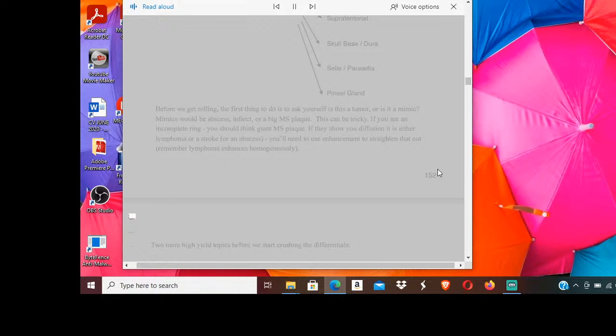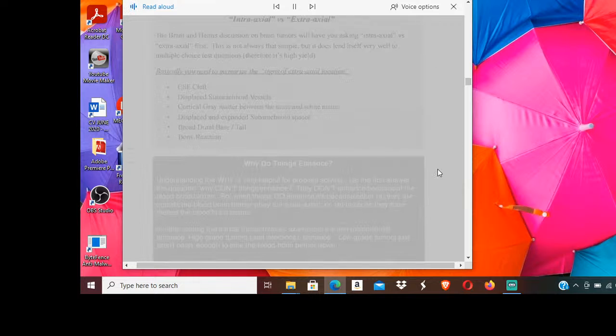152. 2 more high-yield topics before we start crushing the differentials. Intraaxial vs. extraaxial. The Brant and Helms discussion on brain tumors will have you asking intraaxial vs. extraaxial first. This is not always that simple, but it does lend itself very well to multiple choice test questions, therefore it's high yield. Basically, you need to memorize the signs of extraaxial location.